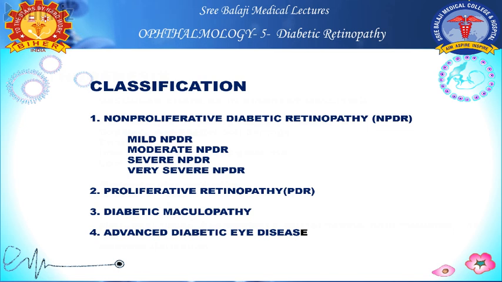Classification of diabetic retinopathy. Though there are many different classifications done previously, the current classification is as follows. It is divided into 4. The first one is non-proliferative diabetic retinopathy, proliferative diabetic retinopathy, which is PDR, diabetic maculopathy, and advanced diabetic eye disease. In which the non-proliferative diabetic retinopathy, NPDR, is further classified into 4 subtypes: mild NPDR, moderate NPDR, severe NPDR, and very severe NPDR.